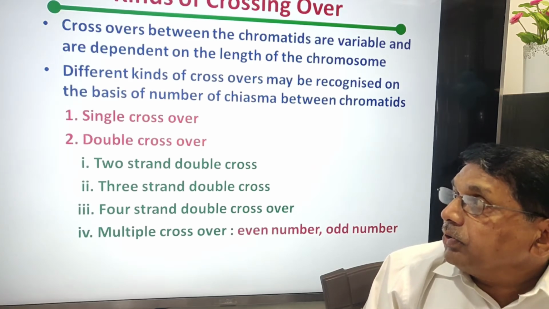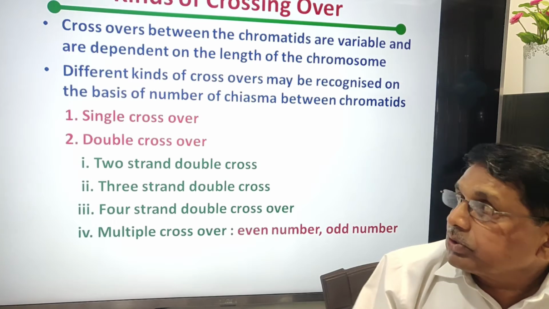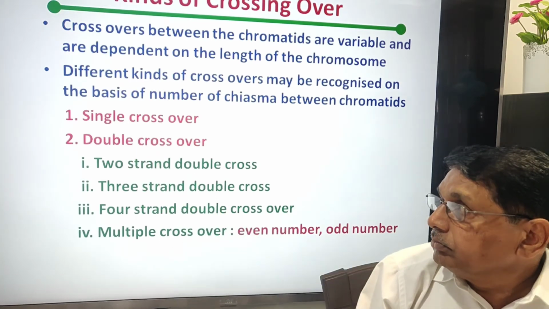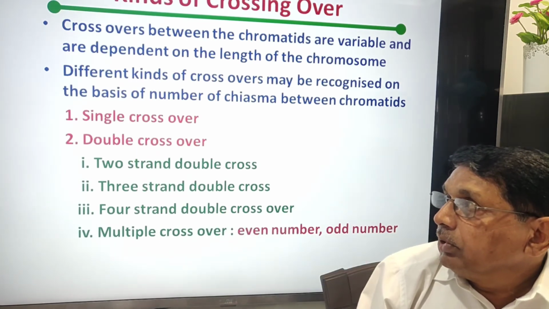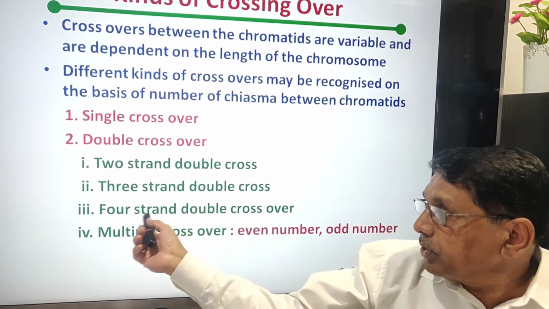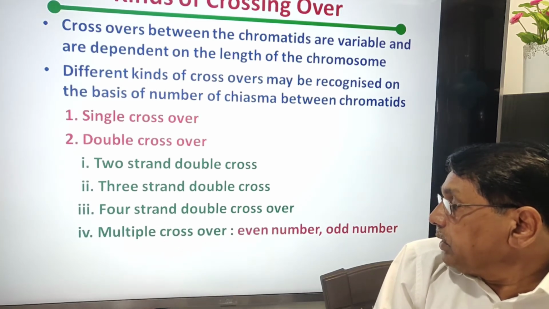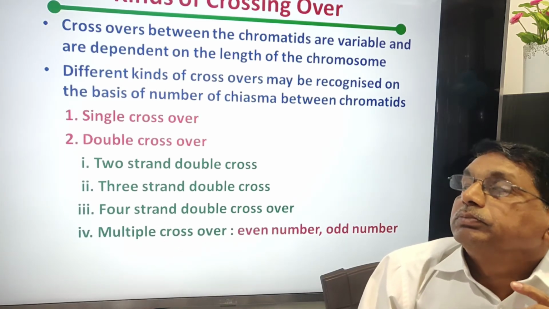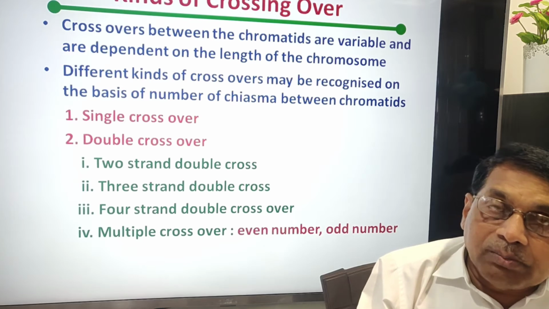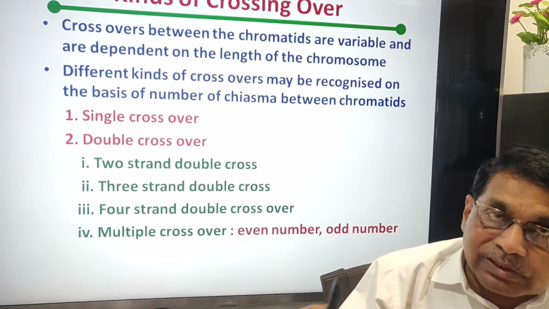Kinds of crossing over. There may be a single cross or double cross, two-strand double cross, three-strand double cross, four-strand double cross, multiple cross, even number, odd number. The crossing over may be just at one place or two places or three places, like that.